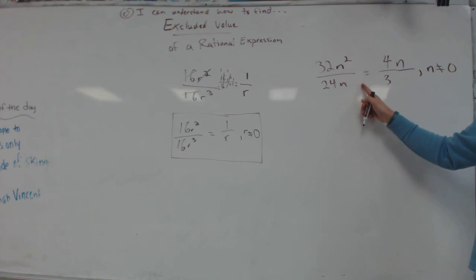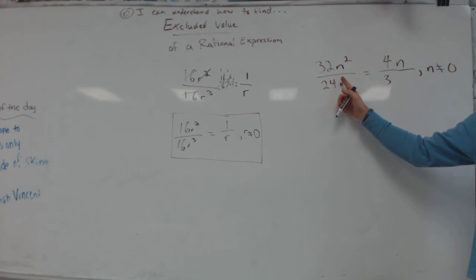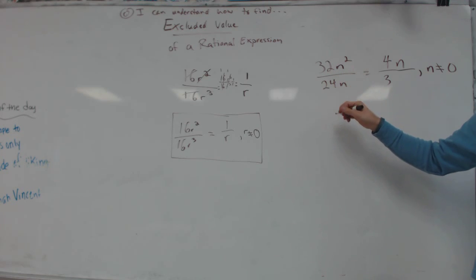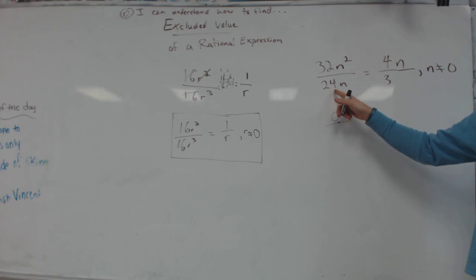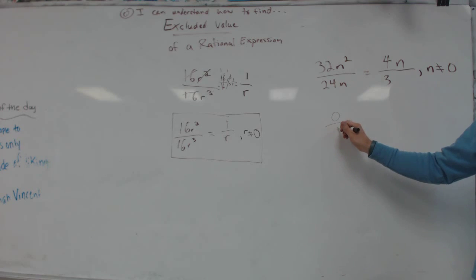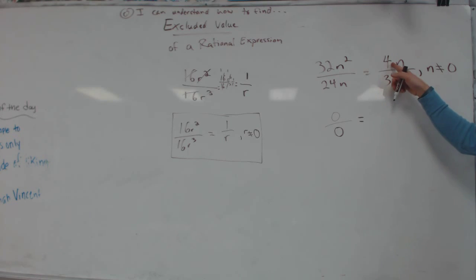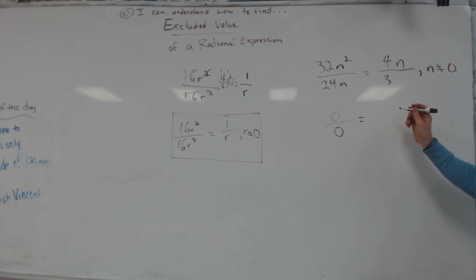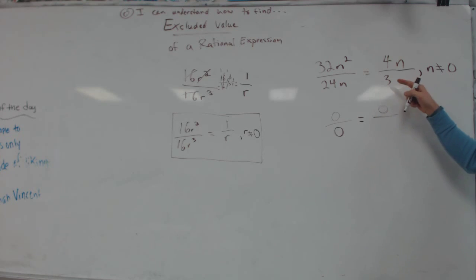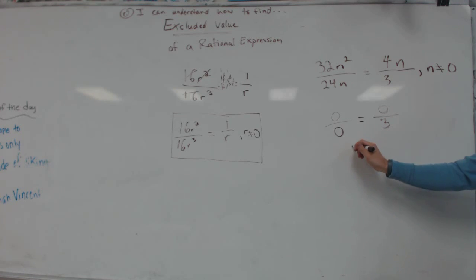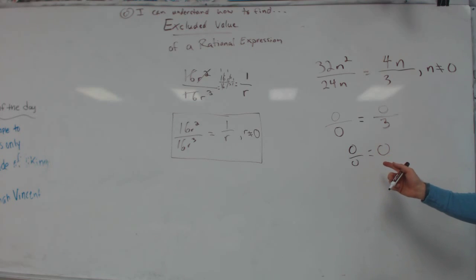Watch. Here's my original problem. If n were 0 in this original problem, what would this evaluate to? 32 times 0 squared is what? 0. 24 times 0 is 0. What would this one evaluate to? 4 times 0 is 0. And 3 in the denominator. What is 0 divided by 3? 0. So we just proved that 0 over 0 equals 0.